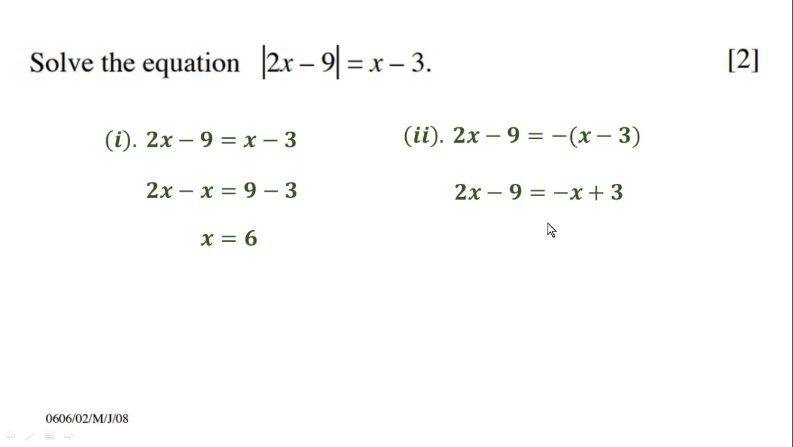If I want to add both sides by x and 9, I can combine the like terms, which is 2x plus x is equal to 3 plus 9. And 2x plus x is 3x. 3 plus 9 is equal to 12. I'll divide both sides by 3. I'll have now x is equal to 4.